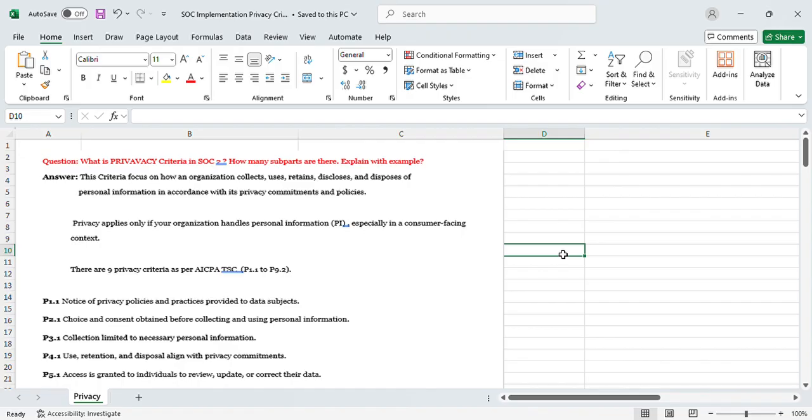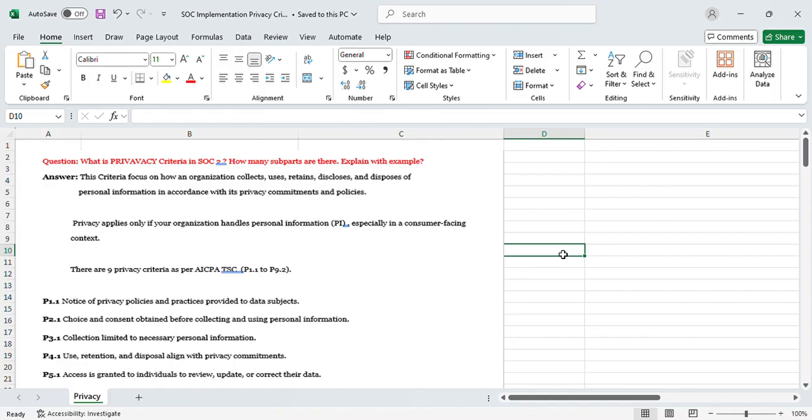Good morning, team. How to implement data privacy criteria in SOC 2 and how many subparts are there, explained with some examples. So today we will discuss. Basically, the privacy criteria in SOC 2 focus on how an organization collects, uses, retains, discloses, and disposes of personal information in accordance with the privacy commitments and policies. Privacy applies only if your organization handles personal information, especially in a consumer facing context.